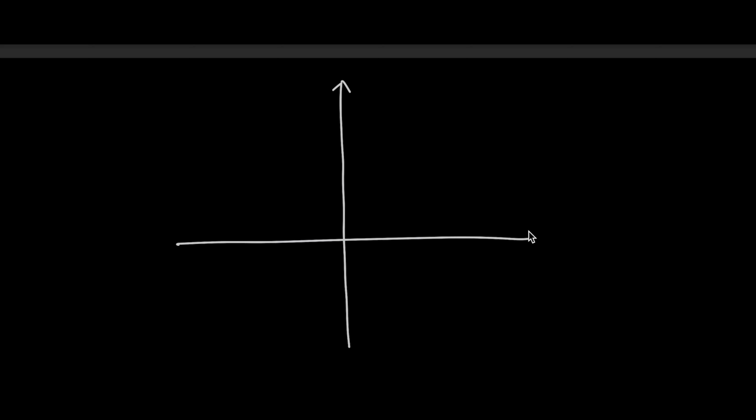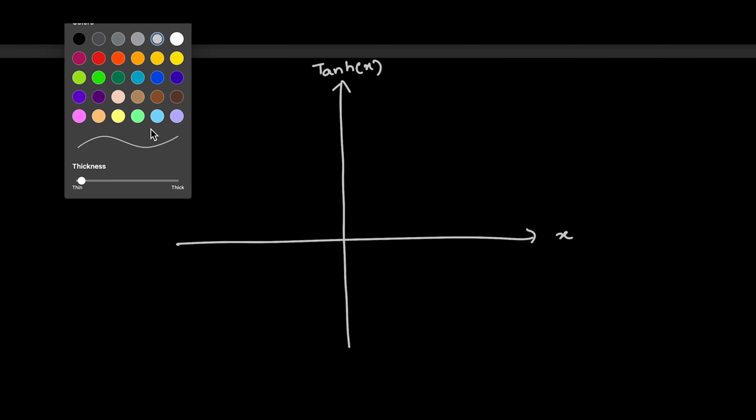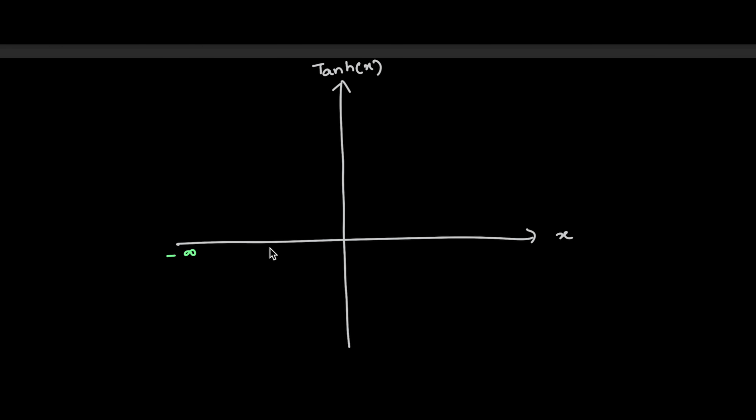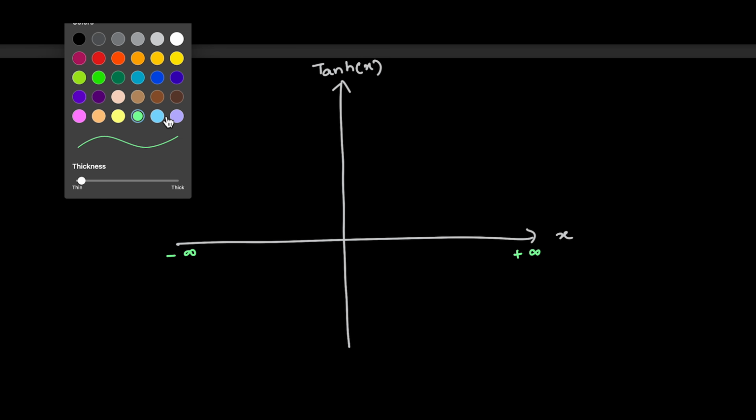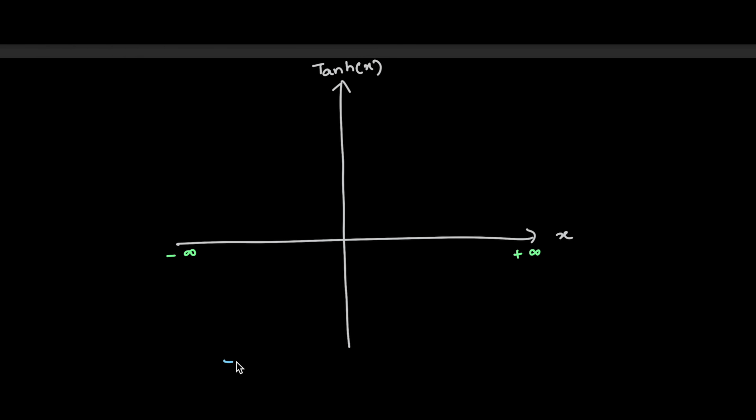So basically, as I said, on the x-axis we'll be having our input, that is x, and on the y-axis we'll be having tanh of x. And as I said, the input can go from minus infinity to plus infinity, whereas the output will be ranging in between minus 1 to plus 1. Okay, so like this, our tanh function will be looking like. So this will be our minus 1, and this will be our plus 1.